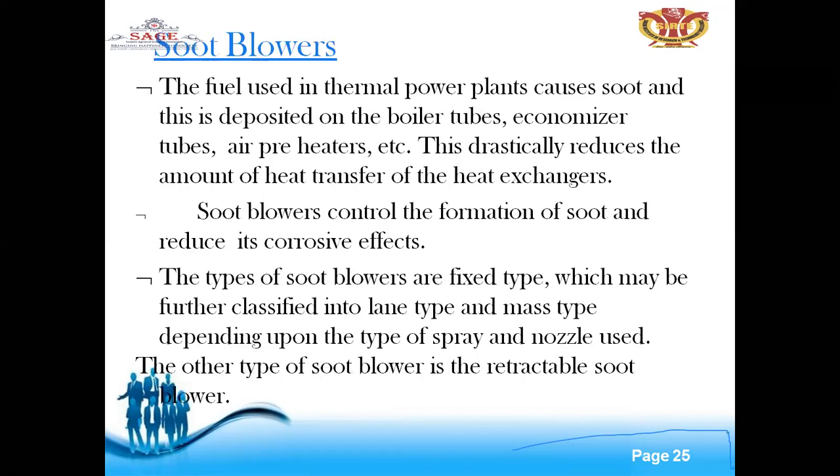Soot blowers, this is another type of device. The fuel used in the thermal power plants produces soot and this is deposited on the boiler tubes, economizer tubes, air preheater. This drastically reduces the amount of heat transfer of the heat exchangers.